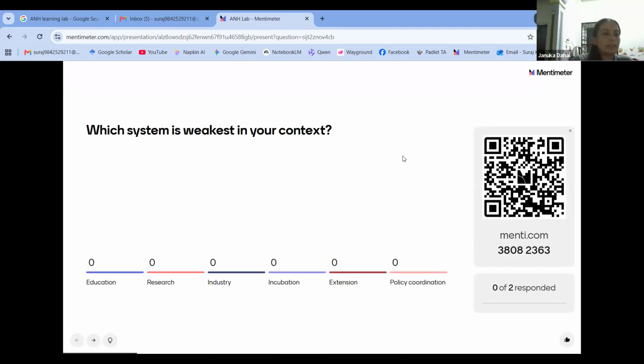So for your information, there are no right or wrong answers. You just have to share your opinion or experiences. Take your phone and scan the QR code to answer the question. The question is, which system is weakest in your context? This is a multiple choice question, and the options are education, research, industry, incubation, extension, and policy coordination. You can see responses live here on the chat. You will get about 45 seconds to respond.